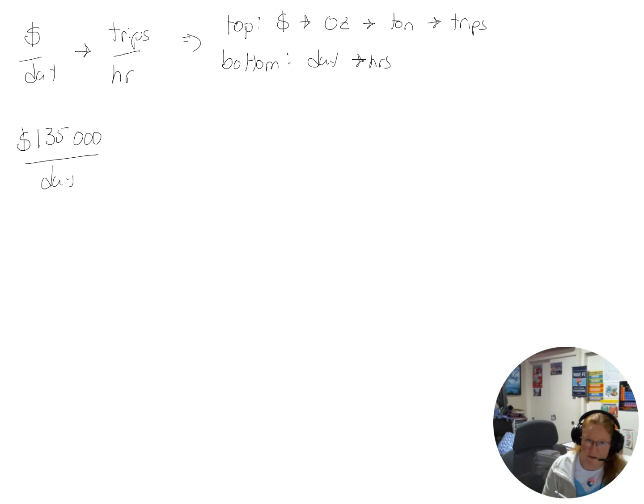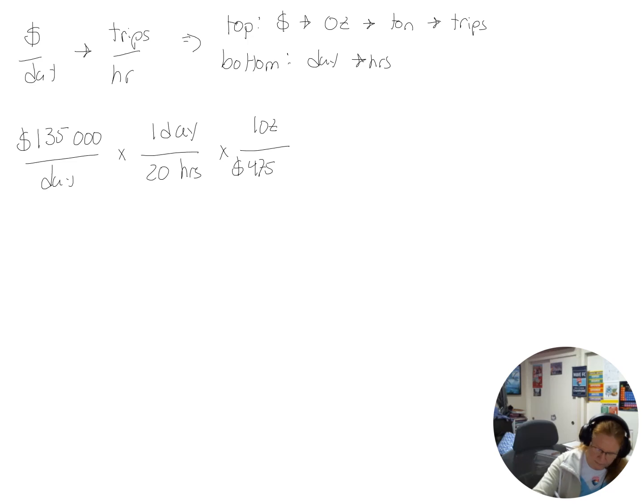Okay. All right, so we want to maintain that $135,000 a day profit. We have 1 day at our mine is equal to 20 hours. Okay. 1 ounce nets us a $475 profit. And that's 1 ounce of gold. And in 1 ton of ore, we only have 0.0350 ounces of gold. And then in 1 trip, we can haul 85 tons of that ore.